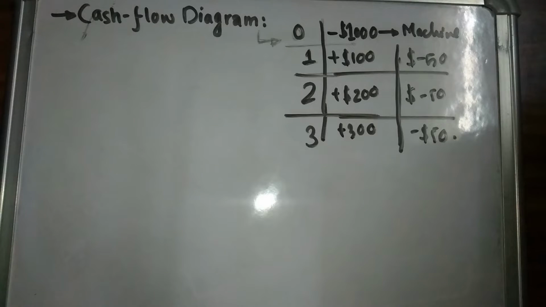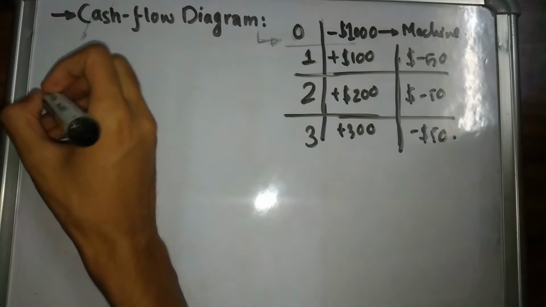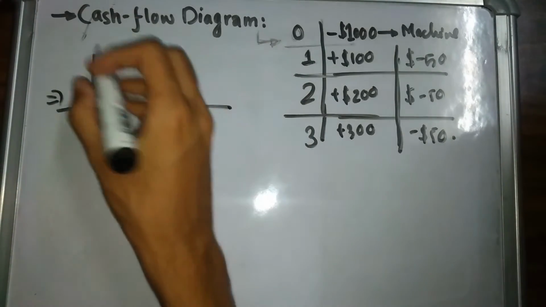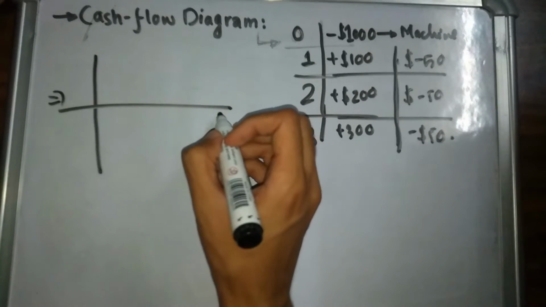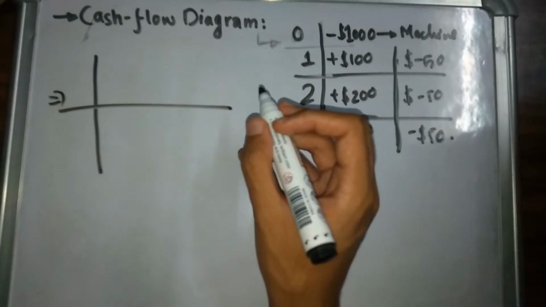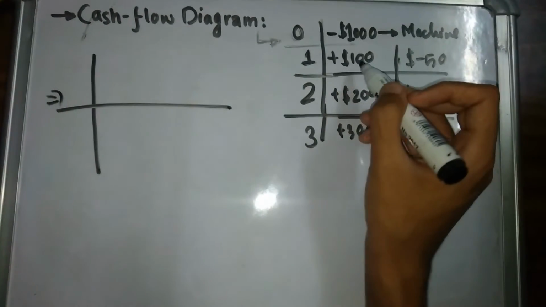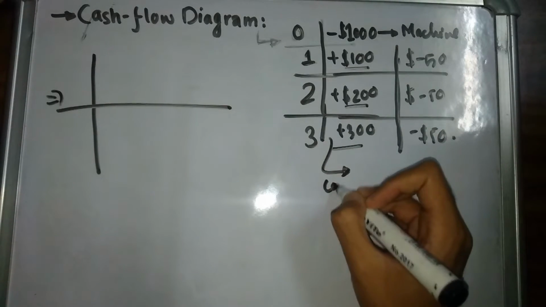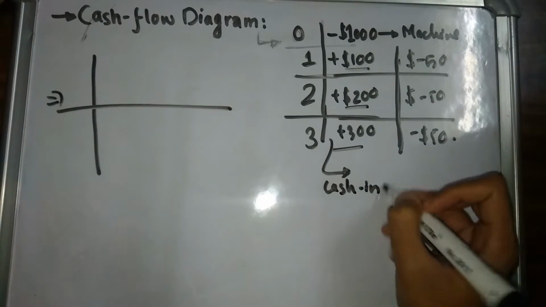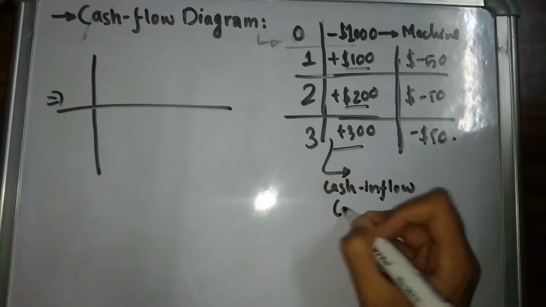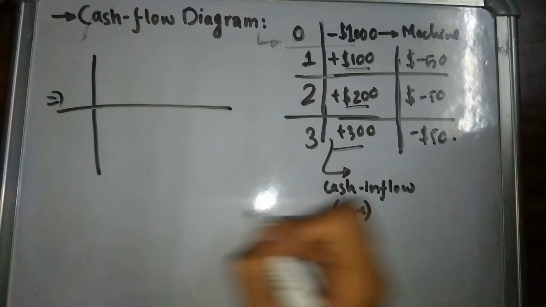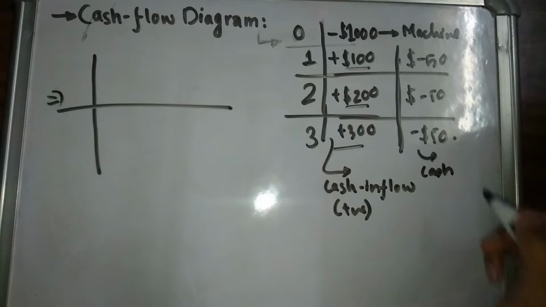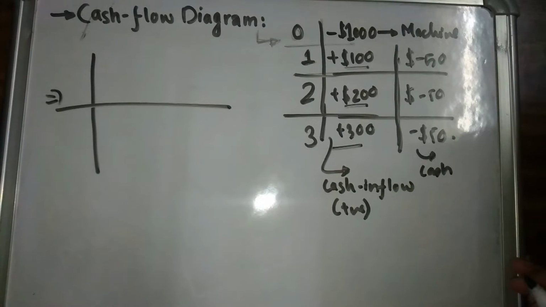So if I had to draw this in a cash flow diagram, how will we draw this? First we will be drawing two lines, one vertical and one horizontal line. If we have a cash inflow, cash coming in, this is going to be denoted as our cash inflow. Basically in our cash flow diagram, cash inflows are treated as positive and these are our cash outflows.